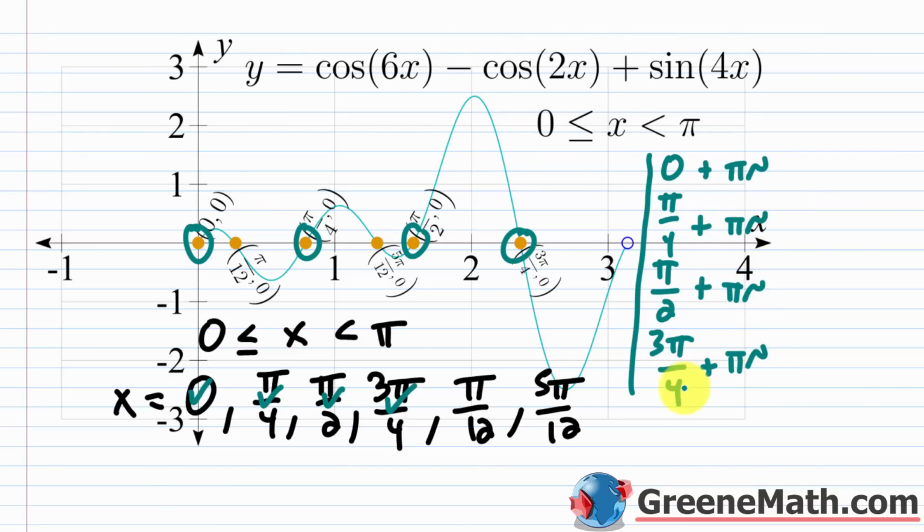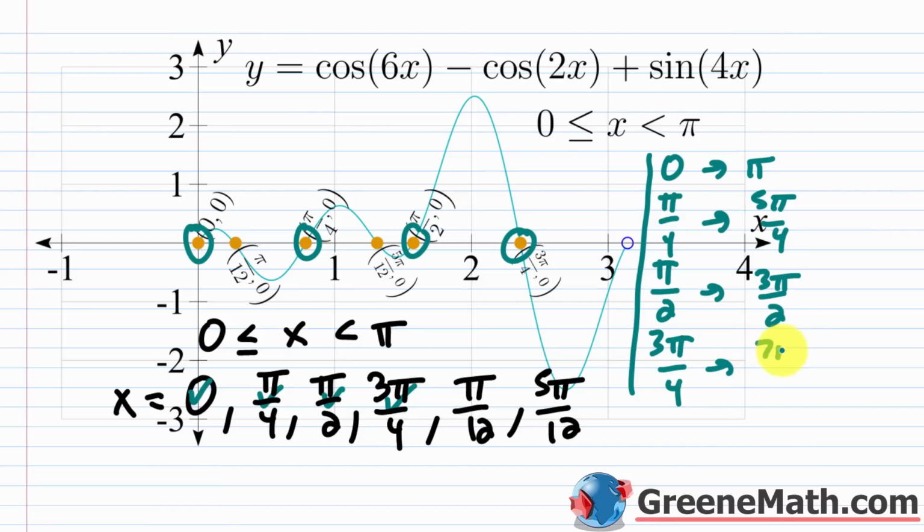That is valid. But what's happening is, if you add pi to this, let me just show, if I added pi, this would get me to pi. If I added pi to this, I would be adding 4 pi over 4, so this would get me to 5 pi over 4. If I added pi to this, that would get me plus 2 pi over 2, so that would be 3 pi over 2. And then if I added pi to this, I would add 4 pi over 4, so that would get me to 7 pi over 4.